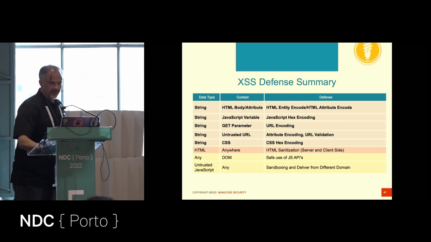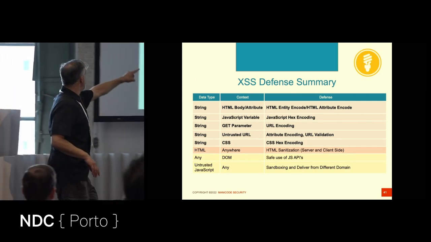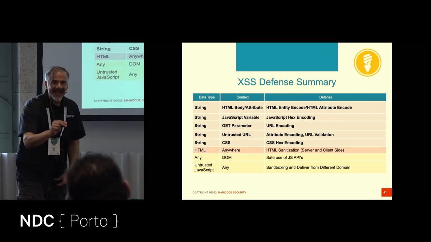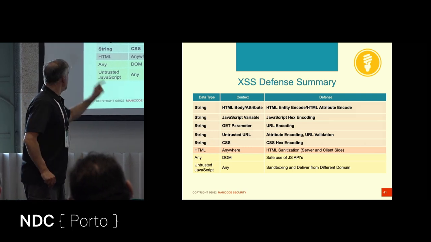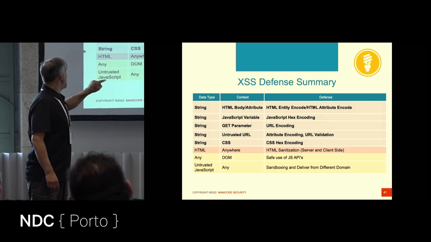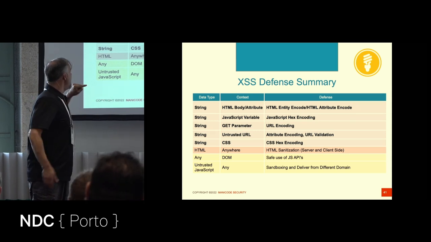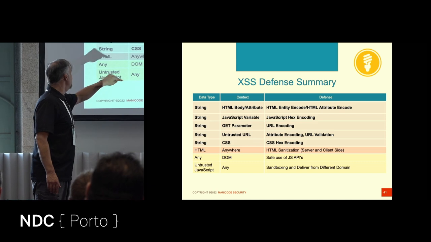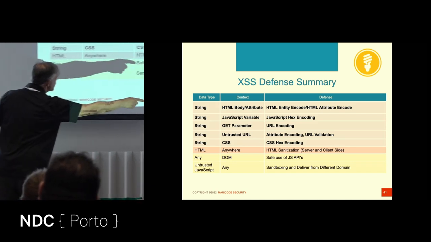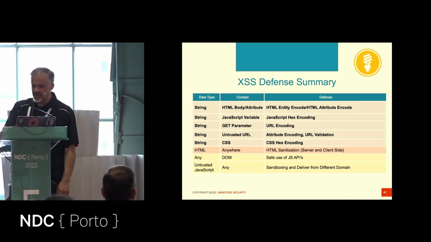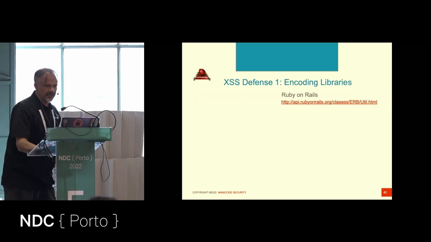Defense strategy. Let's do this. So here's my defense grid. If I want to display data exactly like the user typed it in, I'm going to do output encoding. If I'm going to let a user author HTML in a WYSIWYG editor, for example, I'm going to use an HTML sanitizer. And I'm also going to learn which functions in JavaScript are safe and which are not. We'll sprinkle in some framework tips as well.